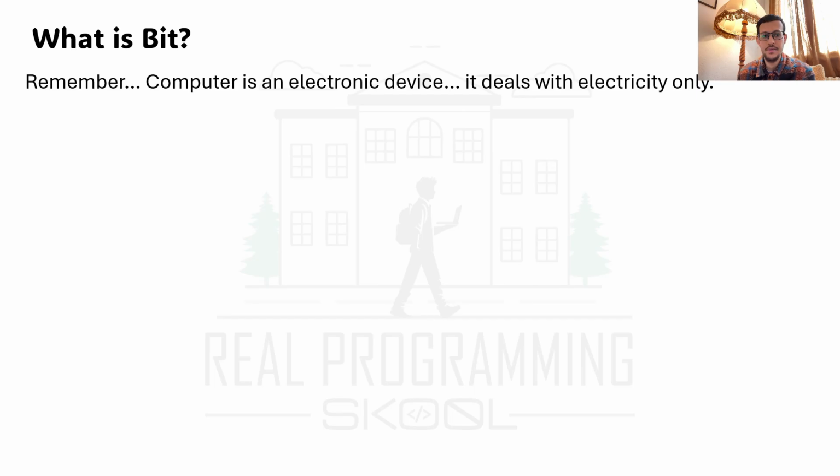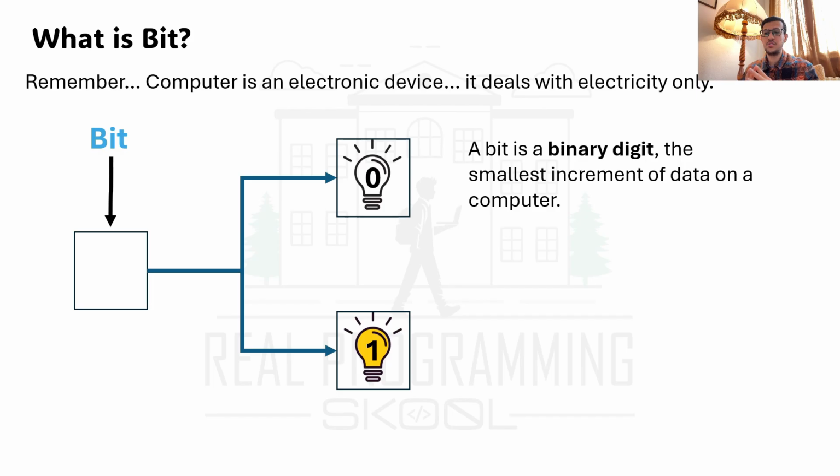So what is a bit? The bit is a box. Imagine it's a small, tiny box. That's a bit. It holds or stores one thing, 0 or 1. It's so small, it cannot store a lot of things. So a bit is a binary digit, the smallest increment of data on a computer. As you see, on is 1, off is 0.